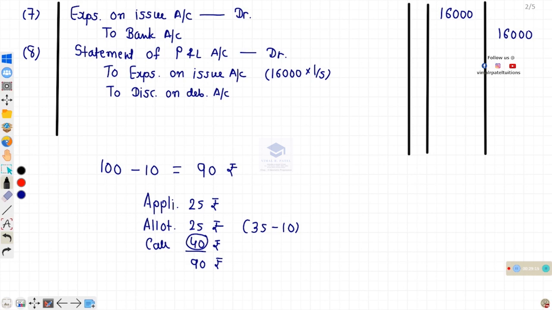Discount is 50,000, and 1/5 of it. So 3,200 and 10,000. Okay. So every year the company will write off this, and at the end of every year this entry will be passed. At the end of first year, in the balance sheet on the asset side, under non-current asset and under the subheading other current asset, expense on issue of debenture will be shown as 16,000 minus 3,200, that is 12,800, and debenture discount will be shown as 50,000 minus 10,000, that is 40,000. Okay, clear?